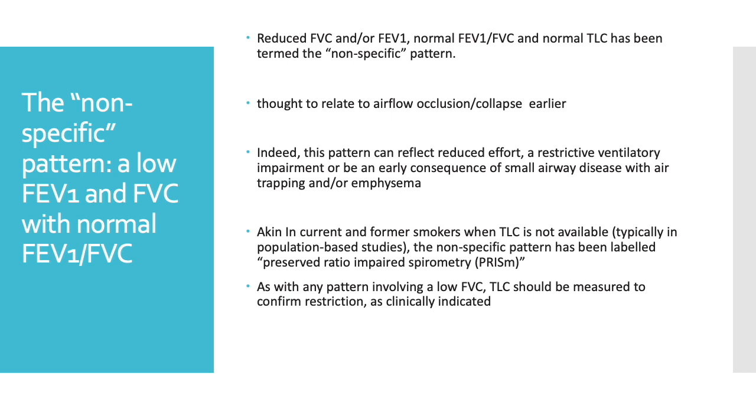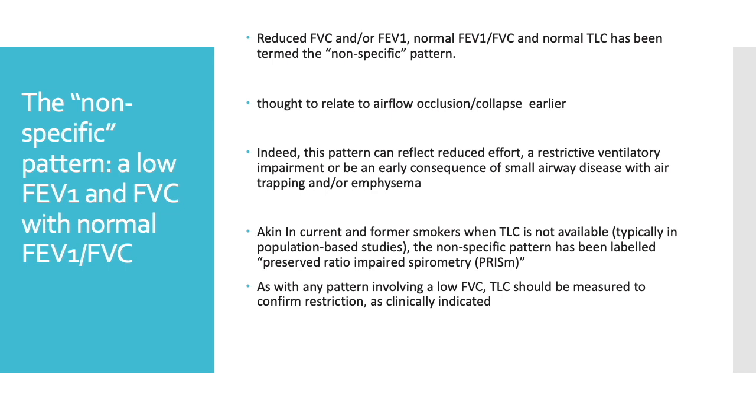So this non-specific pattern may be seen in a lot of your patients, and sometimes it may be an indicator of a reduced effort, and sometimes it may be an indicator of a restrictive impairment or an early small airway collapse, in which again the FVC can reduce because of the small airway collapse before the FEV1 FVC ratio really goes low.